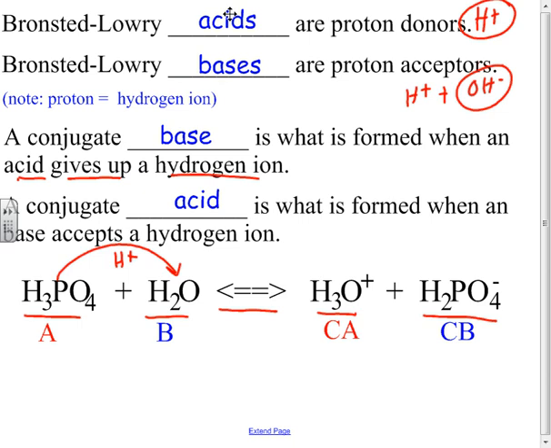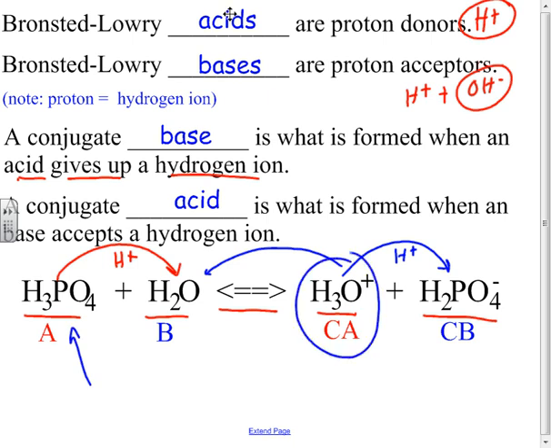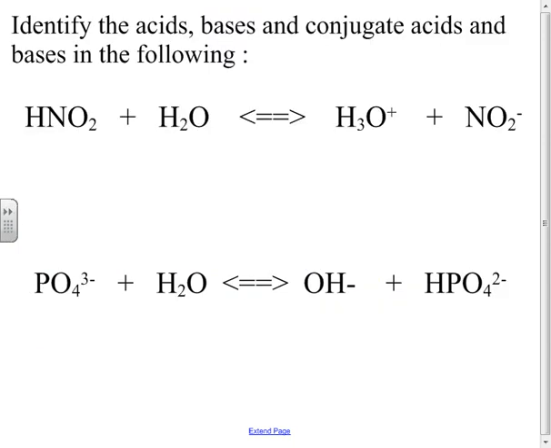We can also look at the reverse direction. If the hydronium ion is going to change back into water, it has to give up its hydrogen ion to the H2PO4, and when the H2PO4 receives that hydrogen ion, it goes back to the H3PO4. So since this is giving the hydrogen ion, it's the conjugate acid in the reverse direction. Since this is accepting it, it is the base or conjugate base in the reverse direction. Let's do a couple more here, make sure you understand this.